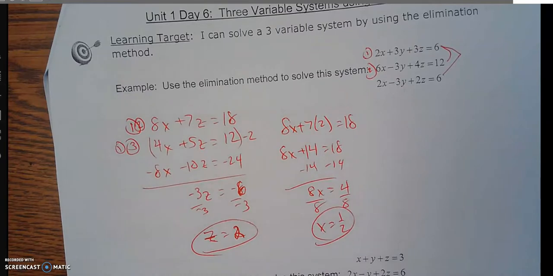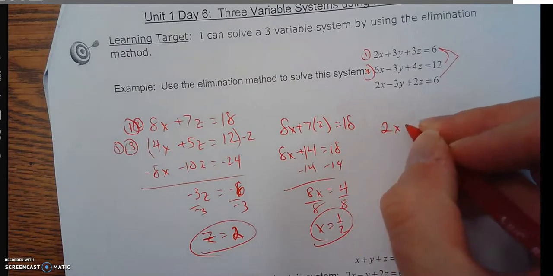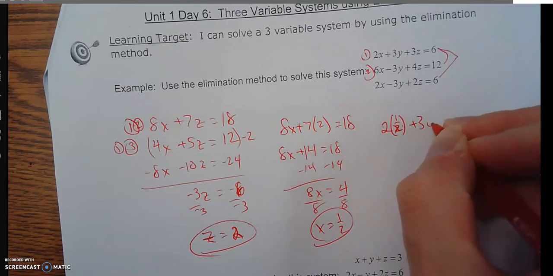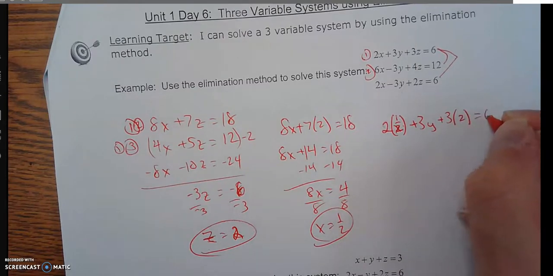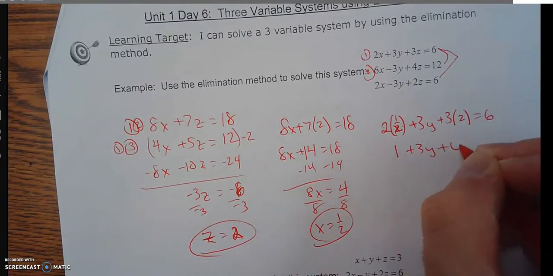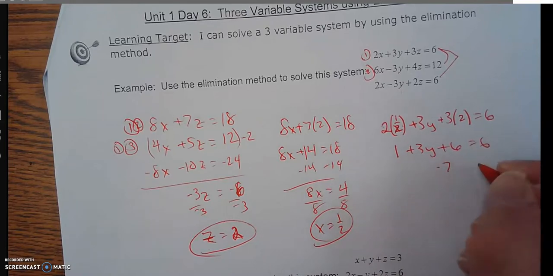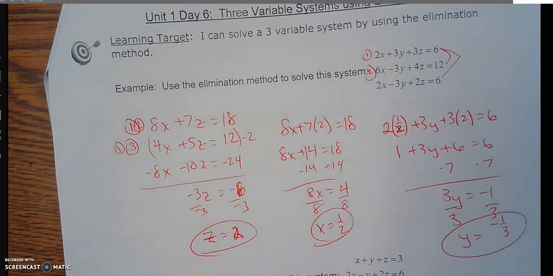Okay, now that I have x and z, I have 2 of the variables. Look for an equation that has 3 variables, and that's any of these 3. So any of them will do the trick here. So 2 times a half plus 3 times y plus 3 times 2, because z is 2, equals 6. So I'm just using that first equation here. So this would be 1 plus 3y plus 6 equals 6. So this is going to be a 7. 1 plus 6, I'm going to subtract 7 from both sides, and I would just be left with 3y equals negative 1, and divide by 3, and you get negative 1/3.